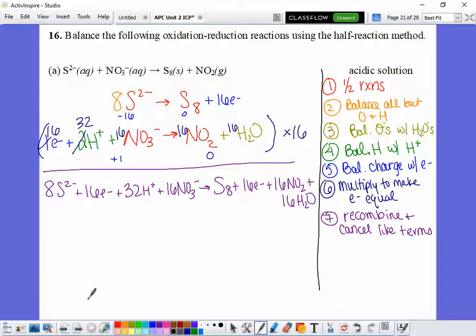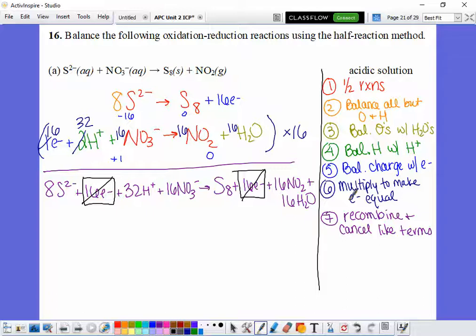But now we're going to cancel things, right? Cancel like terms. So just like with our net ionic equations, those spectator ions, or the things that are the same on both sides, cancel out. For example, our 16 electrons. We have 16 electrons on the left, we have 16 electrons on the right. So our net is nothing, right? Both of those cancel out. And that's why we have to multiply them to make them equal, so that they cancel at the end. Your final equation, when a redox reaction is balanced, will never have electrons shown. Okay? So does anything else cancel out? Nope, not for this one.